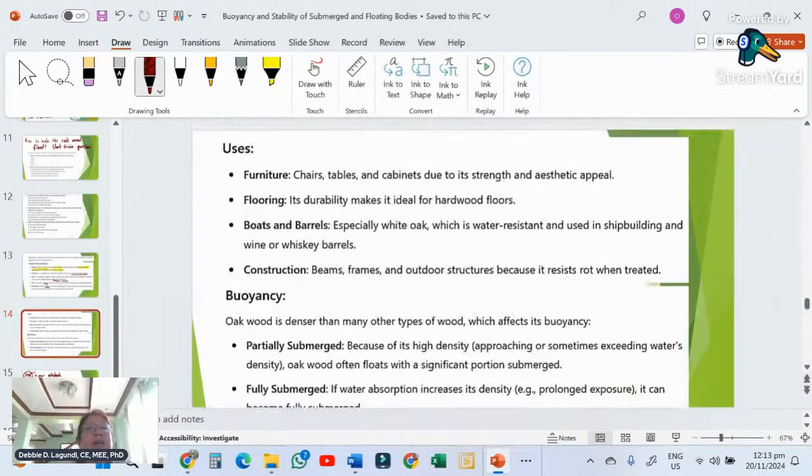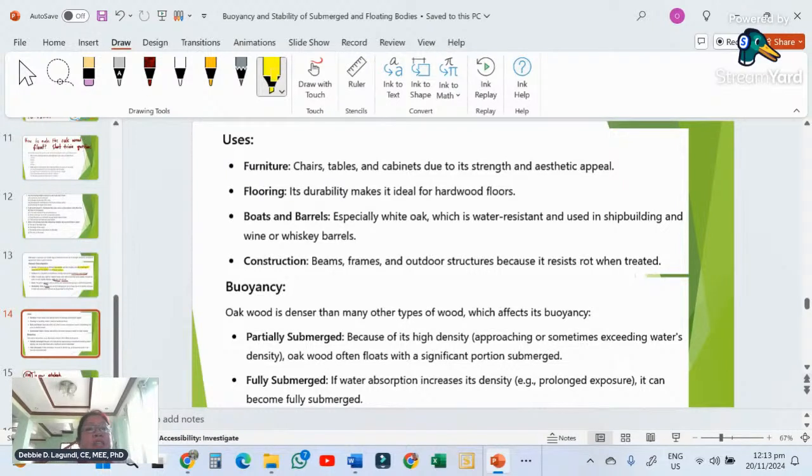Why am I saying this? Let's go to the uses. The uses of oak are for boats and barrels. And that is what we are trying to learn here, but of course not the materials, but how these materials behave in different kinds of fluid where they float. It's water resistant and used in shipbuilding and wine or whiskey barrels. That's why wood is the very prominent material we will be using for our buoyancy and stability topic, because we will be analyzing the behavior of boats or ships that are on water, not on land.